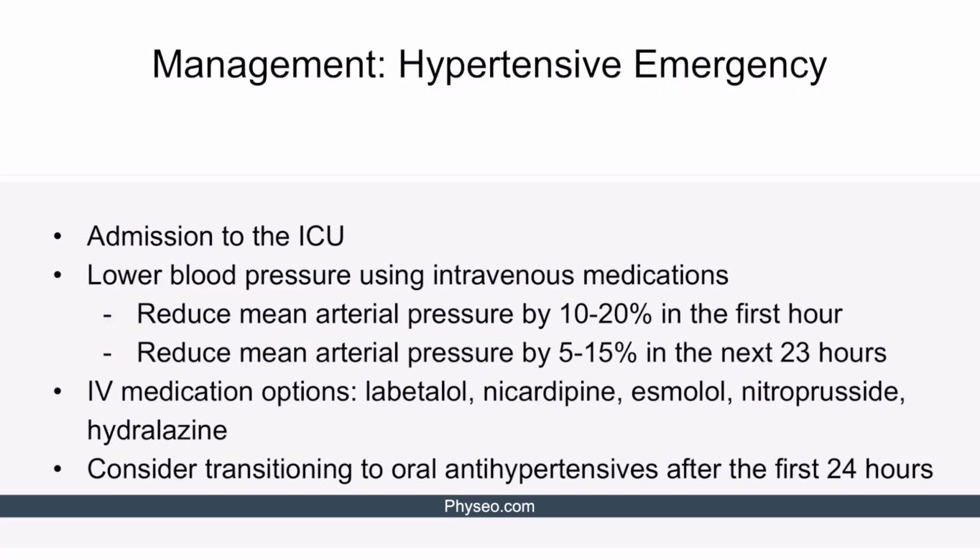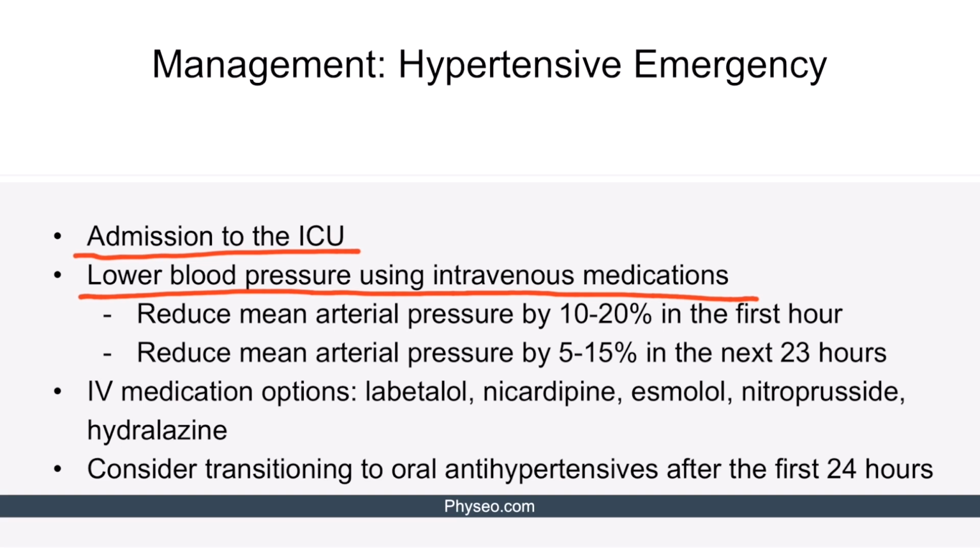If the diagnostic assessment reveals signs of end organ damage, however, the patient is determined to have hypertensive emergency, which warrants admission to the ICU. Once in the ICU, clinicians should lower the blood pressure using intravenous medications rather than oral medications. The key to management of hypertensive emergency is to remember the goal blood pressure reduction rate.